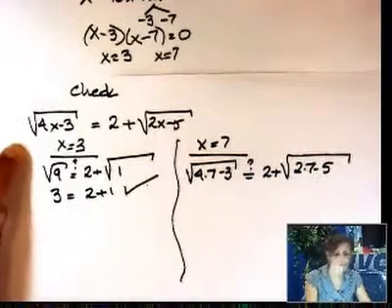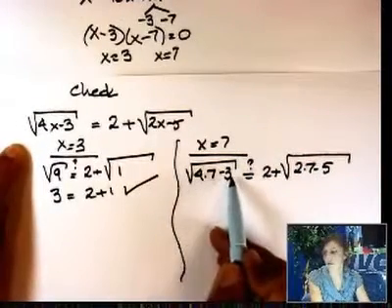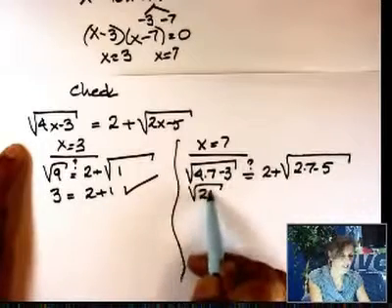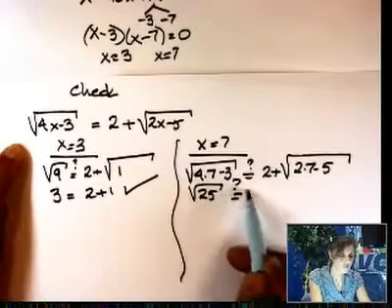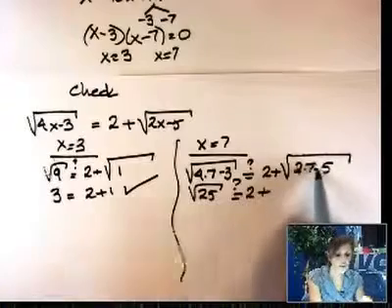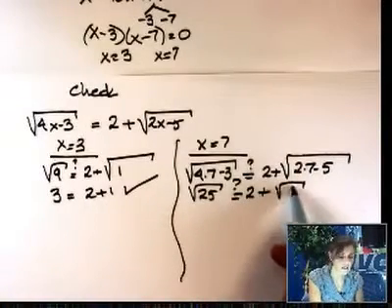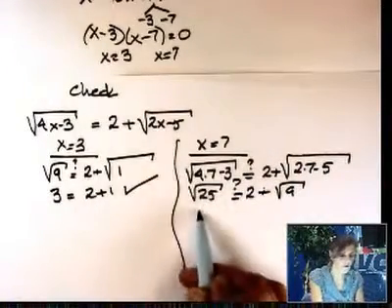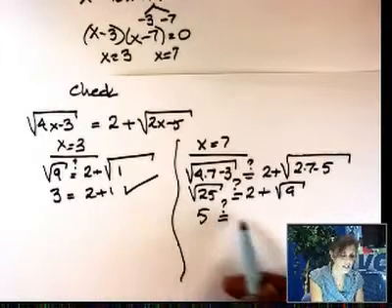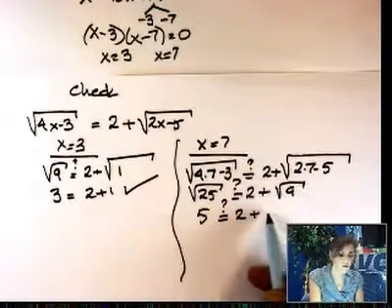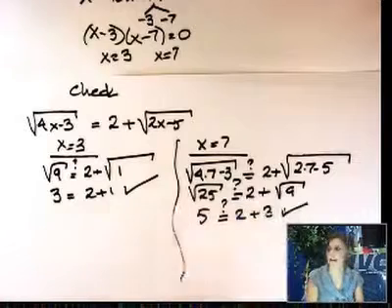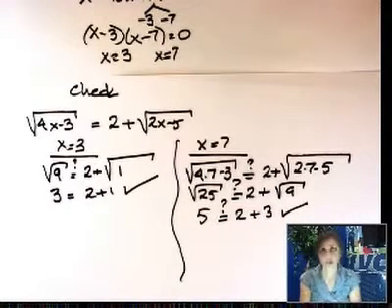I don't know. Let's look at it. This is 28 minus 3. That's 25. Is that the same as 2 plus that's 14 minus 5. That's 9. So the square root of 25, that's 5. Is that the same as 2 plus square root of 9 is 3? It looks like it.